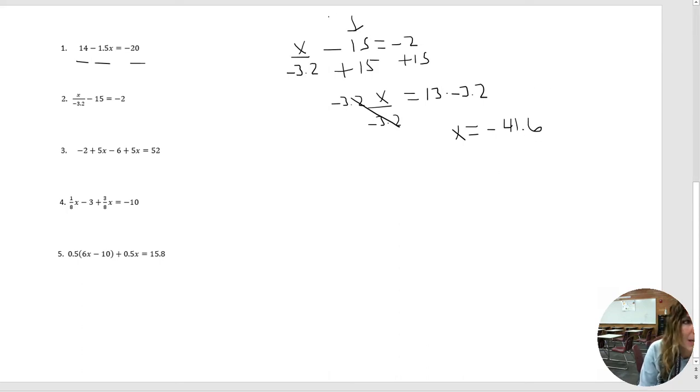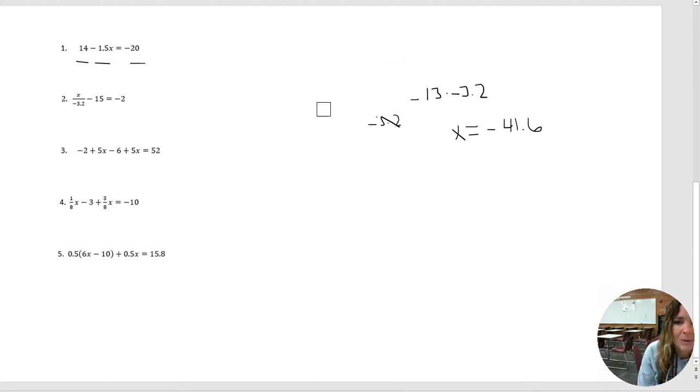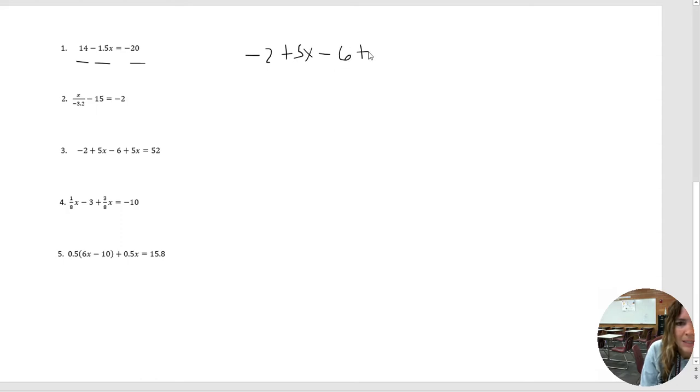Okay, on the next one, before you do anything else, you need to simplify that left side. We have some like terms that we can combine. So we need to combine the two constants. We have a negative 2, and then we also have a negative 6. We need to combine those, and then we're going to combine the two terms that have an x. So this becomes a negative 8 plus 10x equal to 52.